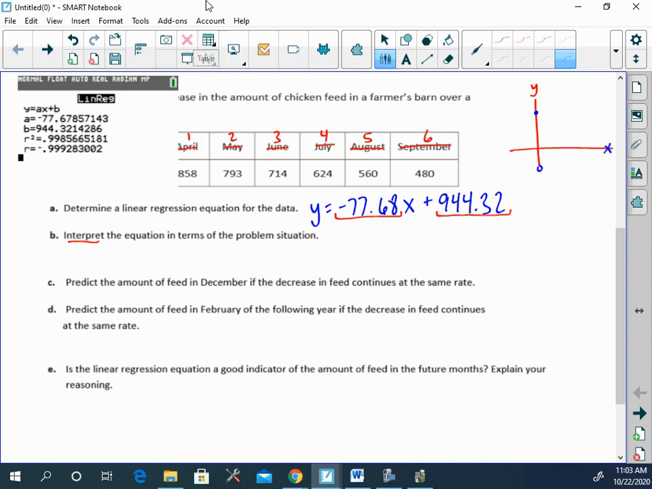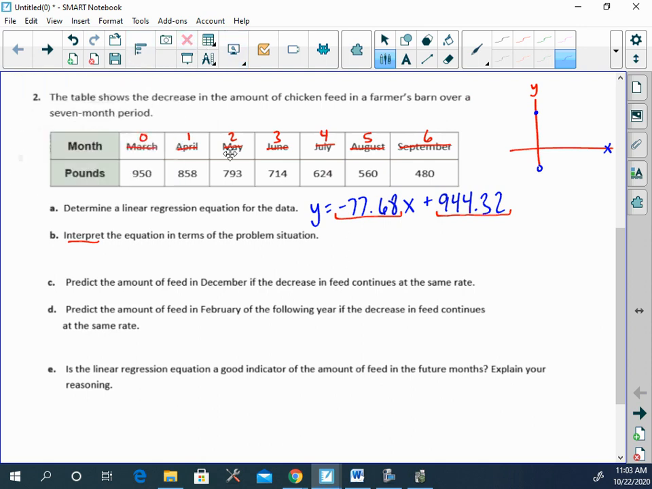So if we think about what that means for this problem, if our x is 0, it's telling us the number of pounds in March. Our equation is telling us that the number of pounds would be 944.32, which is pretty close to the actual value. You're not always going to get exactly what it is because the line is an approximation. So let's start with that. The first month, so in March, we could say here, or in month 0.